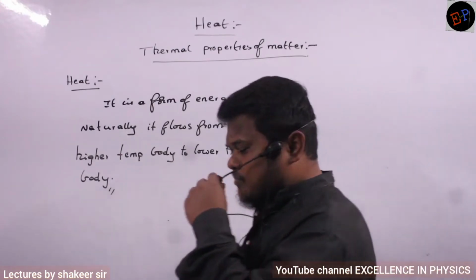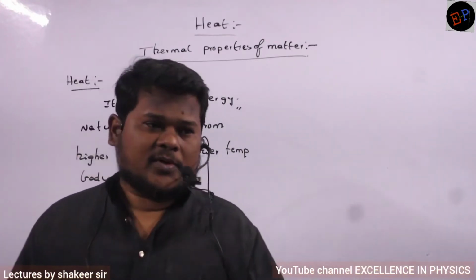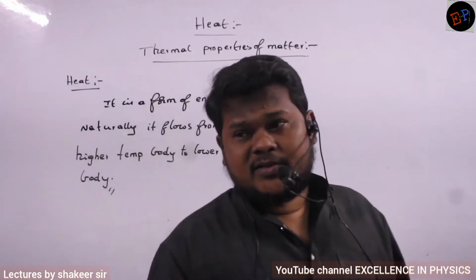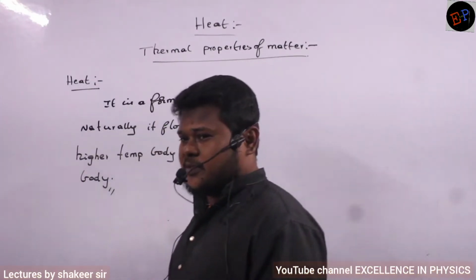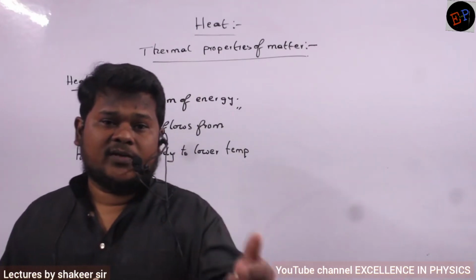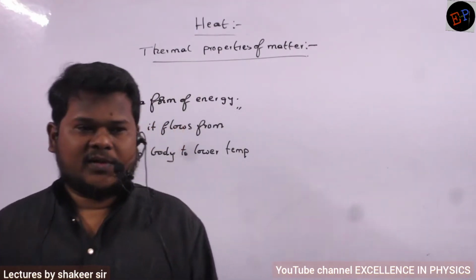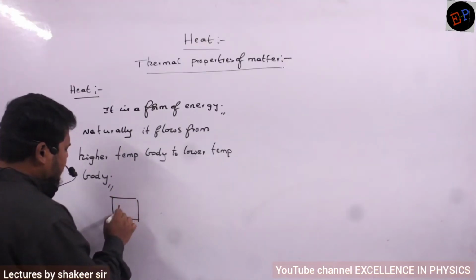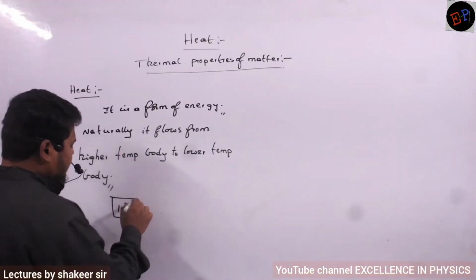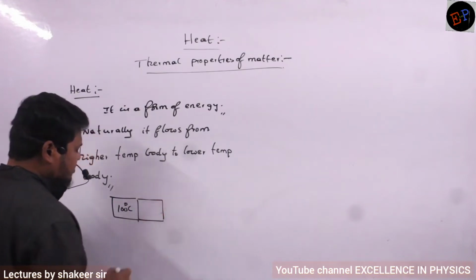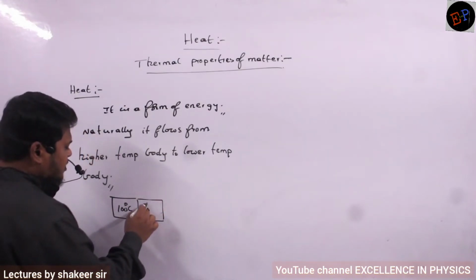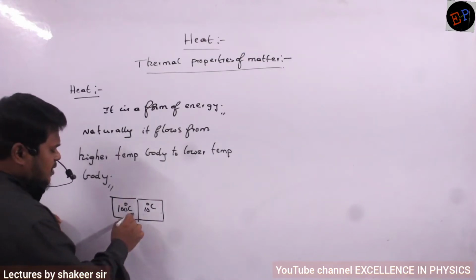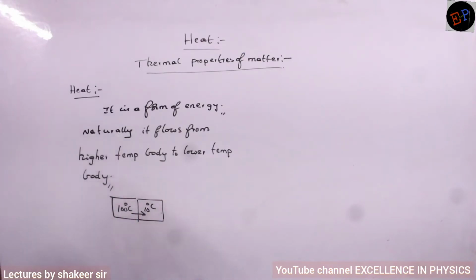So it always travels from which body to which body? Higher temperature body to lower temperature body naturally. But you can make heat energy flow from a colder body to a hotter body also. That is also possible, but for that you need to spend energy. For example, if I take this body of 100 degrees Celsius, and place one more body beside it whose temperature is 10 degrees Celsius, then what is the direction of heat flow? Heat flows from the 100 degree body to the 10 degree body naturally.